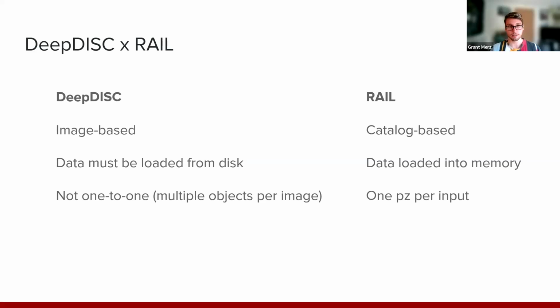A lot of the challenges of this incubator were meshing these two packages, DeepDISC and RAIL. I listed a couple points here about each framework that made it a little bit tricky to combine these. I might not have time to go into a lot of detail, but I do want to stress that a lot of work went into thinking about how to combine these packages and produce something that was streamlined and worked well.